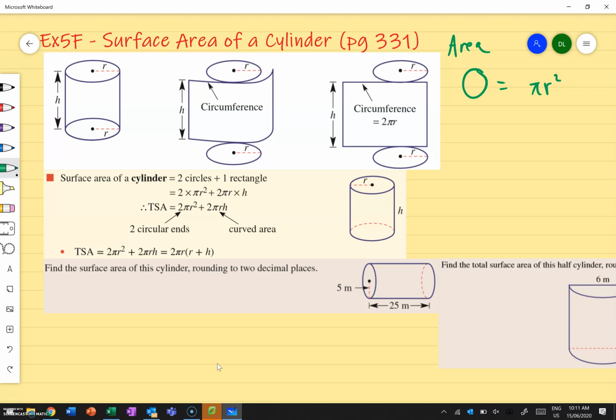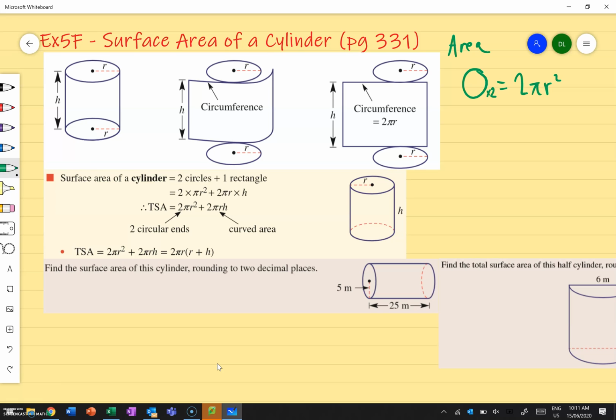If that's pi r squared, I can actually go ahead and try and find the area of the rectangle. Okay, so we've got the circle. Actually, we've got two circles, right? One on the top and the bottom. So how do I find the area of two of them? I've got the area of the top one. How do I find the area of the top and bottom? I times it by 2, because I've got two of them. So it's 2 pi r squared. So that's the top and the bottom.